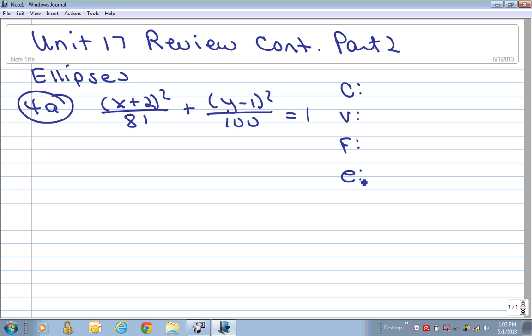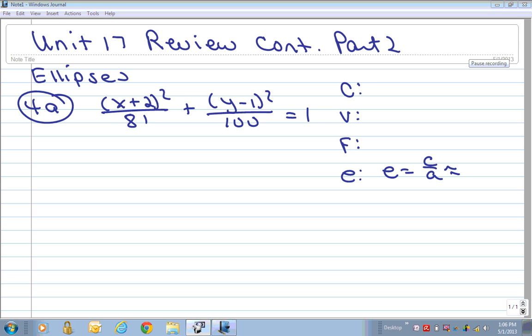Okay. We haven't talked a lot about eccentricity this year, but you did talk about it last year. Eccentricity is E equals C over A. And it gives us an idea of how elongated or how rounded our ellipse is. The closer that number is to 1, the more elongated our graph is. It'll run between 0 and 1. So the closer it is to 0, the more rounded the ellipse. Okay, so let's take a look and let's see if we can find out this information.